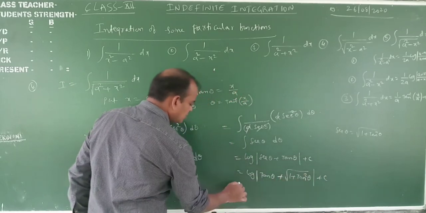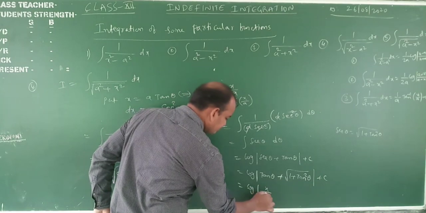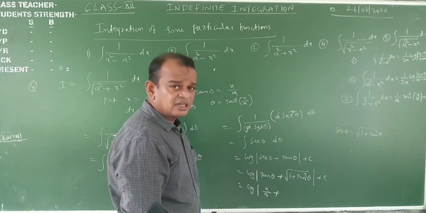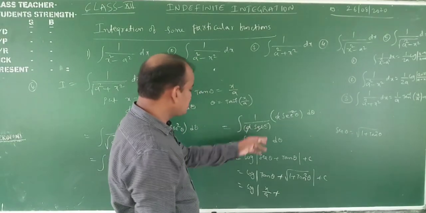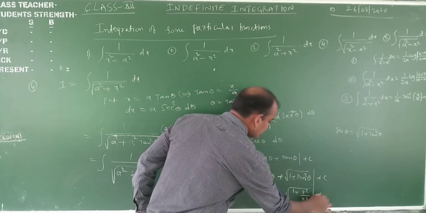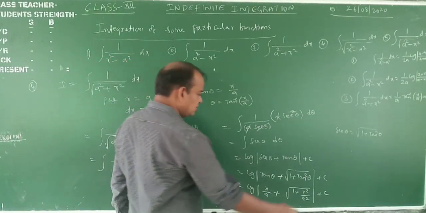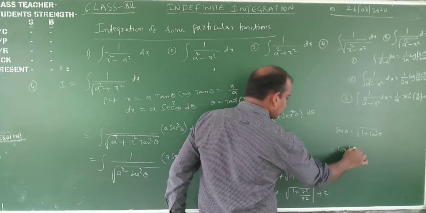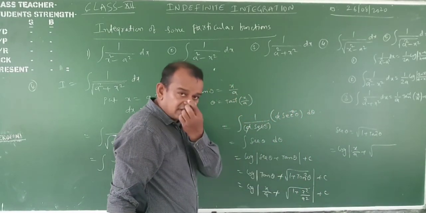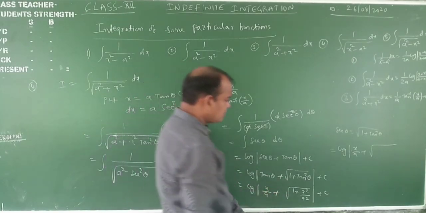Plus c. Now log mod, the tan theta value you know very well: x by a, plus root over 1 plus tan square theta. Root over 1 plus tan square theta means root over 1 plus x square by a square, my dear students, plus c. What is going on is equal to log mod x by a plus, taking the LCM, a square plus x square.